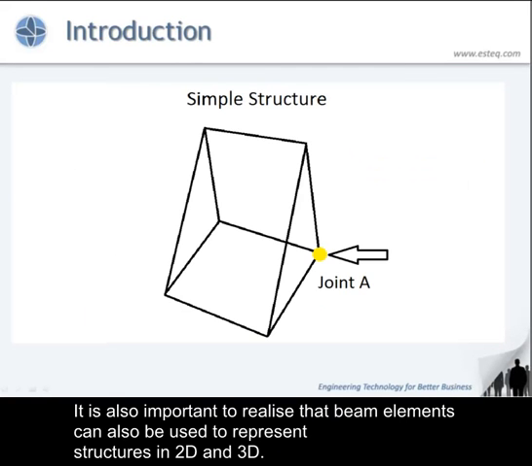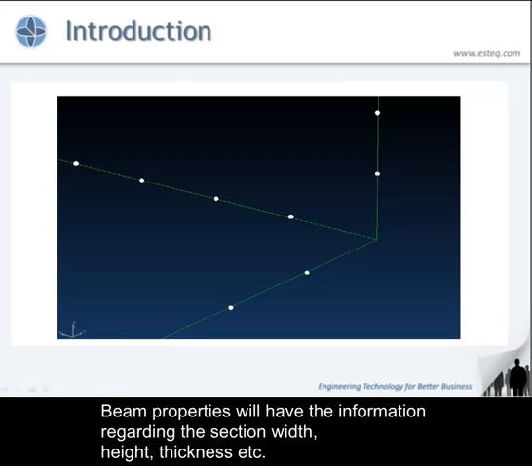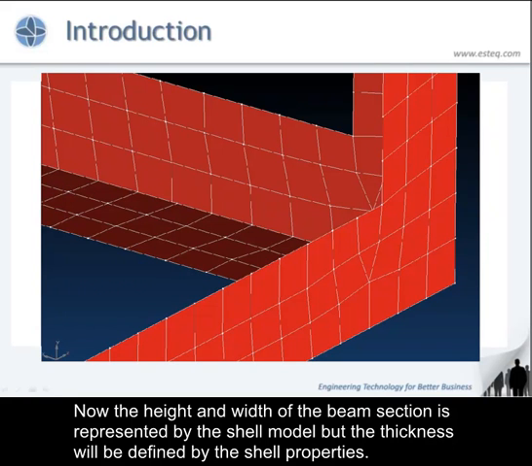It is also important to realize that beam elements can also be used to represent structures in 2D and 3D. As an example, let's analyze the joint at point A. Beam properties will have the information regarding the section width, height, thickness, etc. Now, the height and width of the beam section is represented by the shell model, but the thickness will be defined by the shell properties.